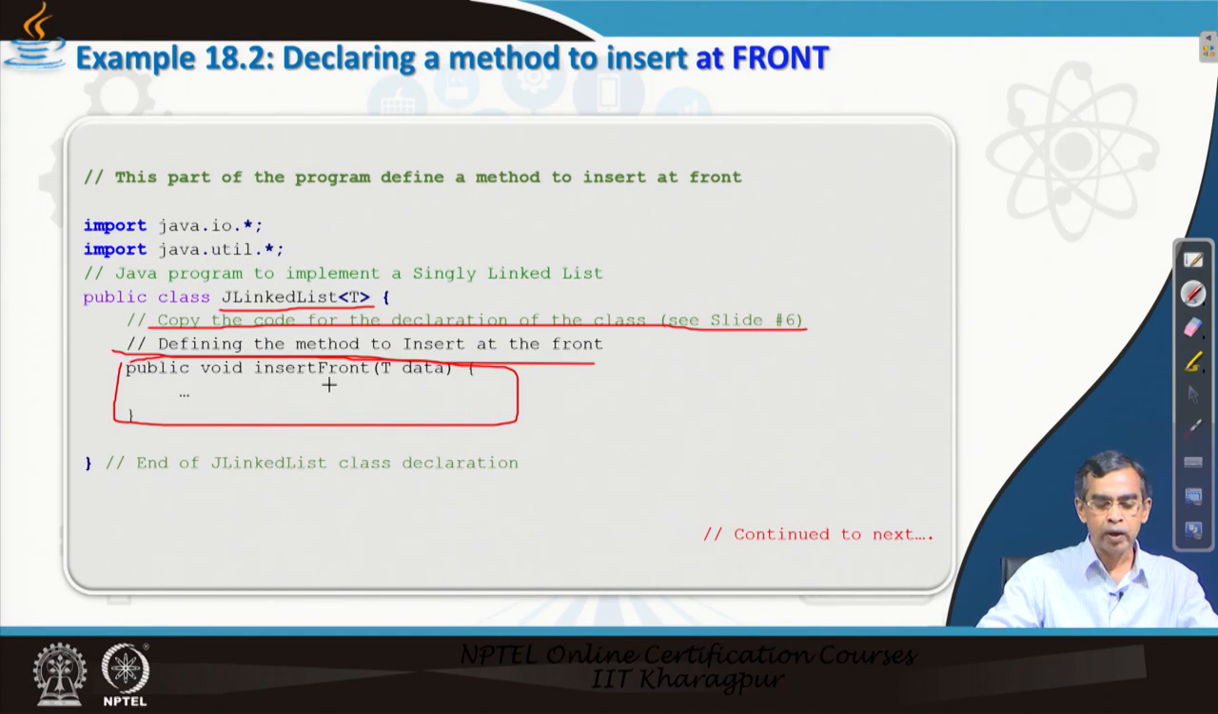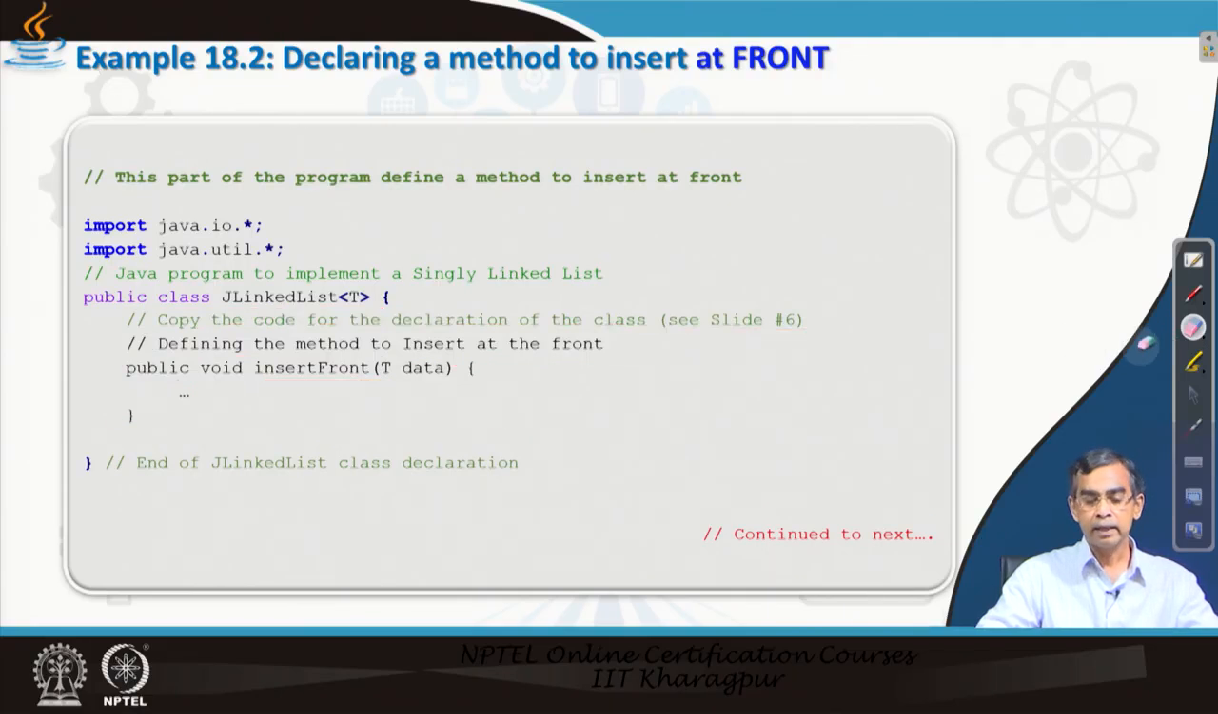So, the body of the method will look like this: public void insertFront(T data), and then the body. We are now on the way to write the code for this. So, we are adding our first method to the linked list class declaration. The method is insertFront. The method has one argument of type T, data. Now let us see what the body, the main part of the method, is.